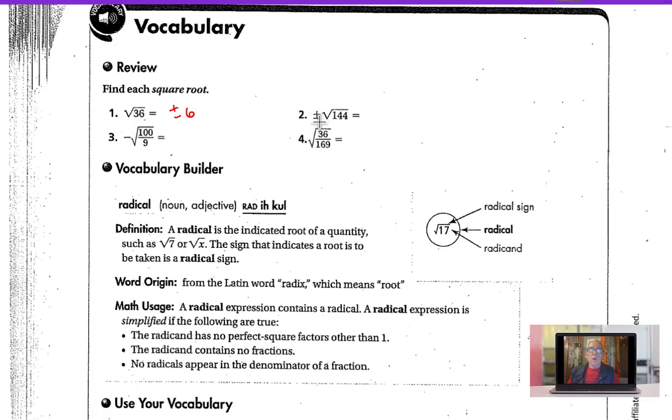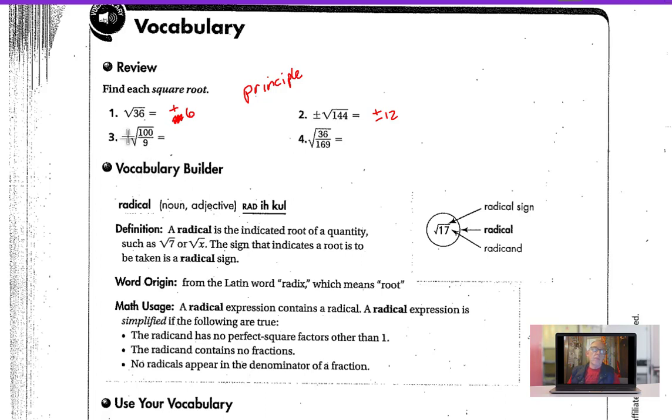Notice that for number 2, they have plus minus square root of 144. That's going to give us plus and minus 12. Without a plus minus in front, we could look at that as just looking for what we call the principal square root, which is the positive square root, but always remember that there is a negative square root too.